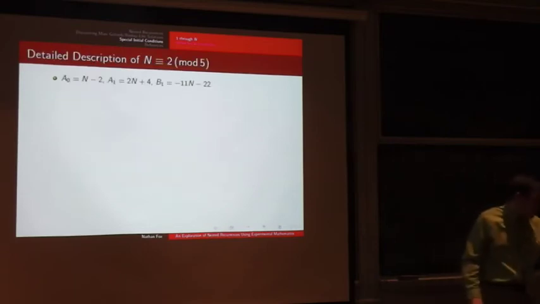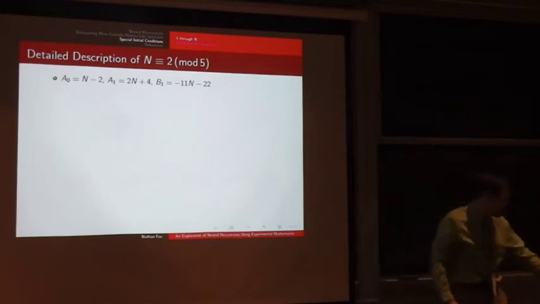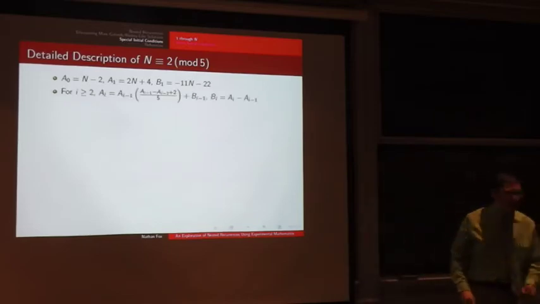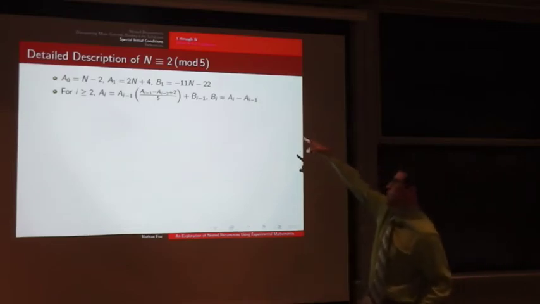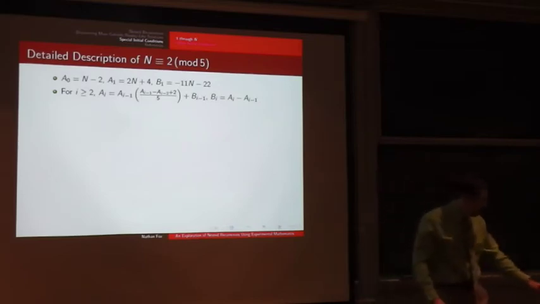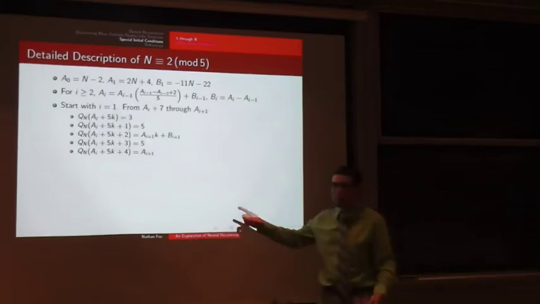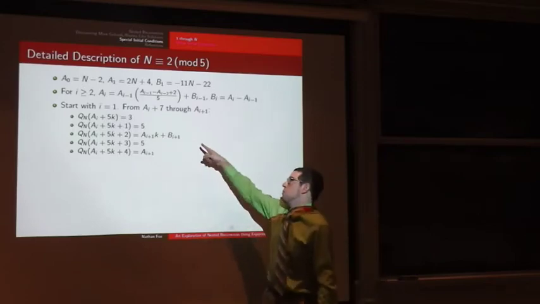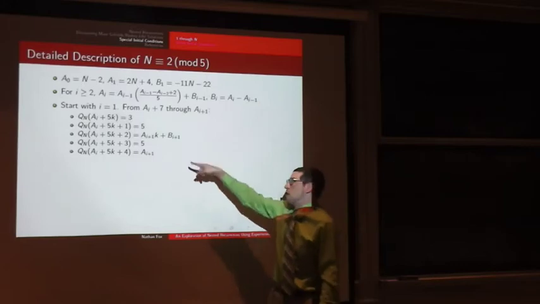So here is a technical description of what goes on. We define sequences like this. These are the initial values of those sequences. And then they're described by these recurrences. The A's are described in terms of the previous two, the B's are just the successive differences of the A's. And then starting from i equals 1, this is the pattern you get. So if n was 2 mod 5, this is the next pattern, where it's A1 plus 7 through A2. This pattern happens.